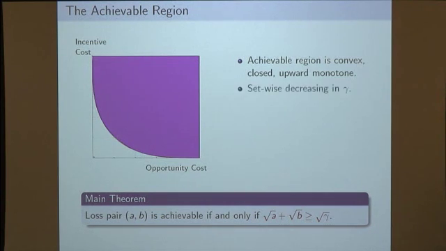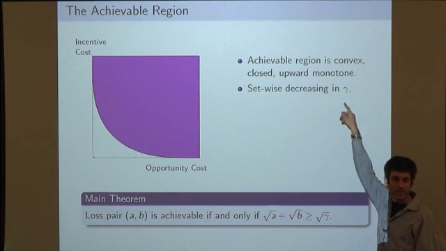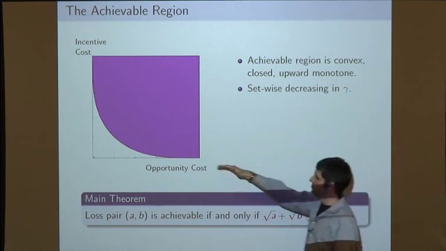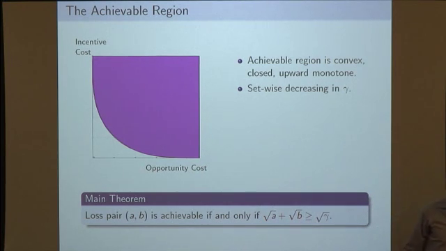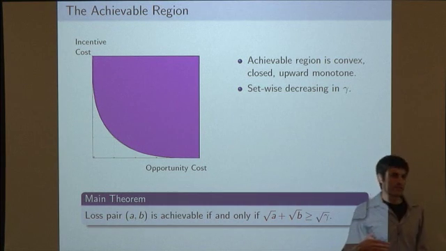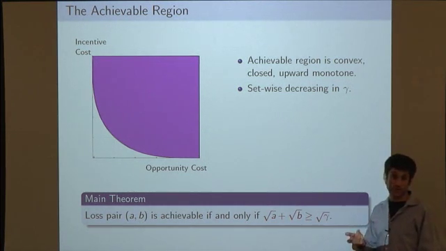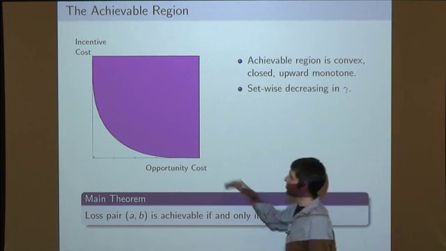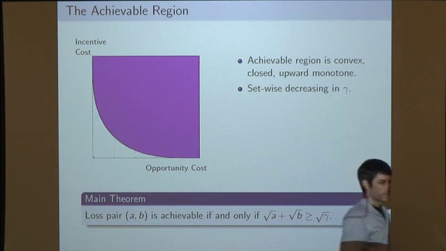The achievable region is setwise decreasing in gamma. As I increase gamma toward 1, the set shrinks. This is also consistent with our intuition that as the principal becomes more and more patient, its incentives are less and less aligned with those of the myopic users, and so it should become harder and harder to achieve the points that are close to 0.